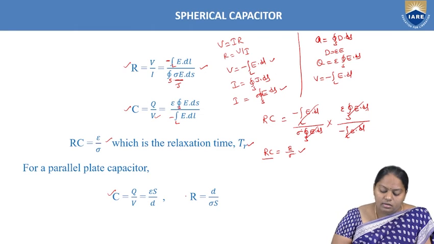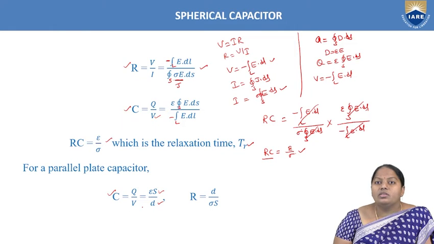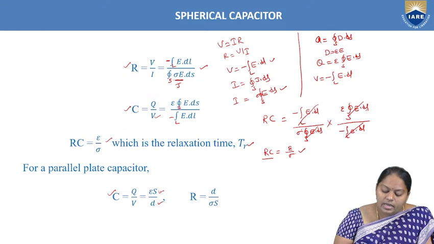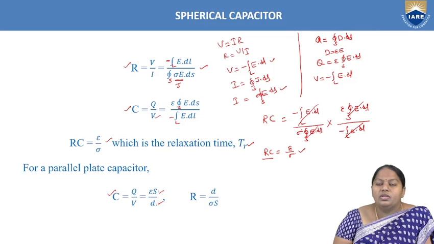So first, for a parallel plate capacitor, in general we need to know C equal to Q by V, which is equal to epsilon S by D. Epsilon is the permittivity or dielectric constant which is between the two parallel plates, S is the plate area and D is the distance between the two plates. So epsilon S by D is the value for the parallel plate capacitor, and R can be obtained like this. Means RC equal to epsilon by sigma.